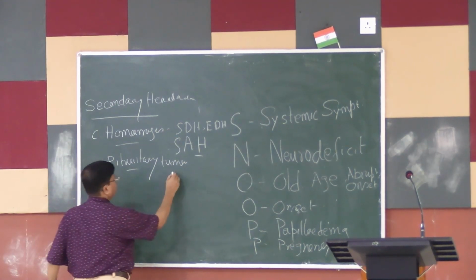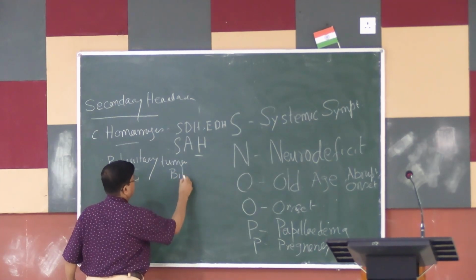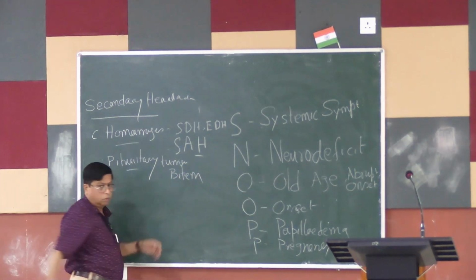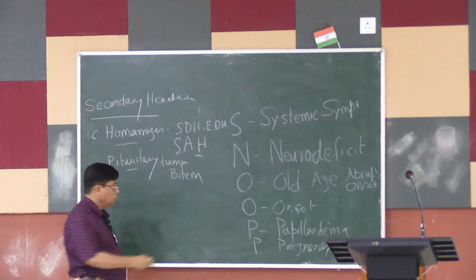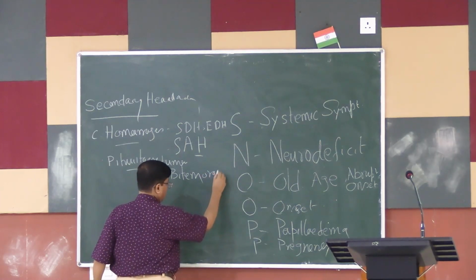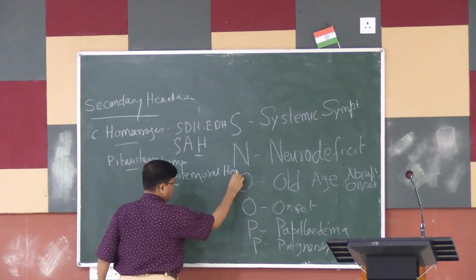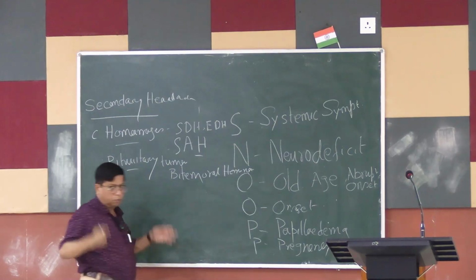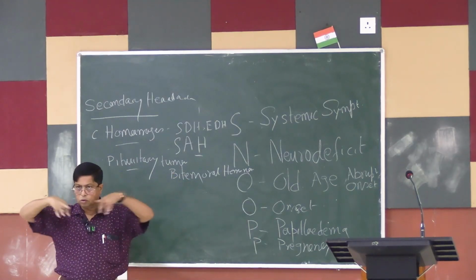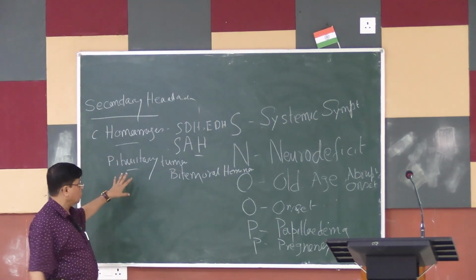This is called bitemporal hemianopia. When both the nasal fibers are gone, it is called bitemporal hemianopia, where both temporal visions are lost because of the compression of the crossing nasal fibers. So it occurs in pituitary tumor.